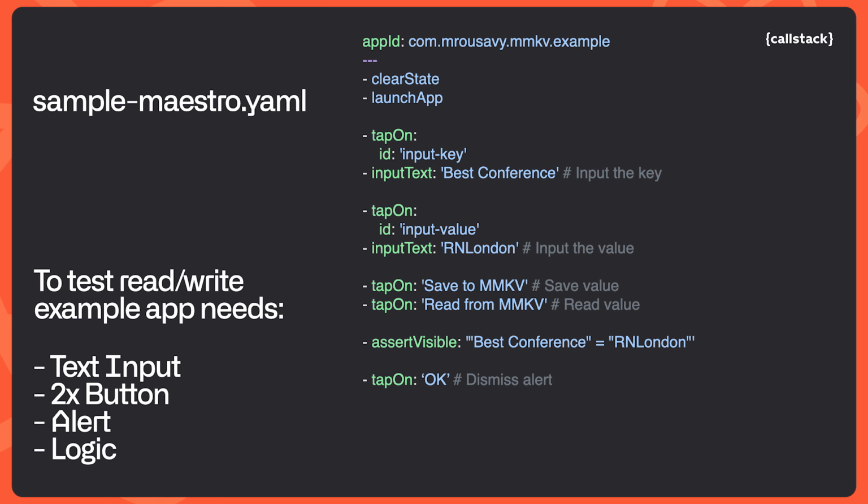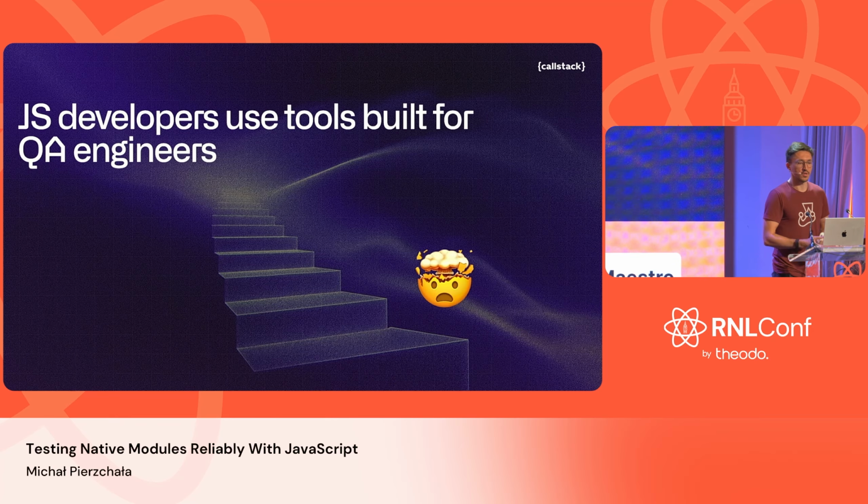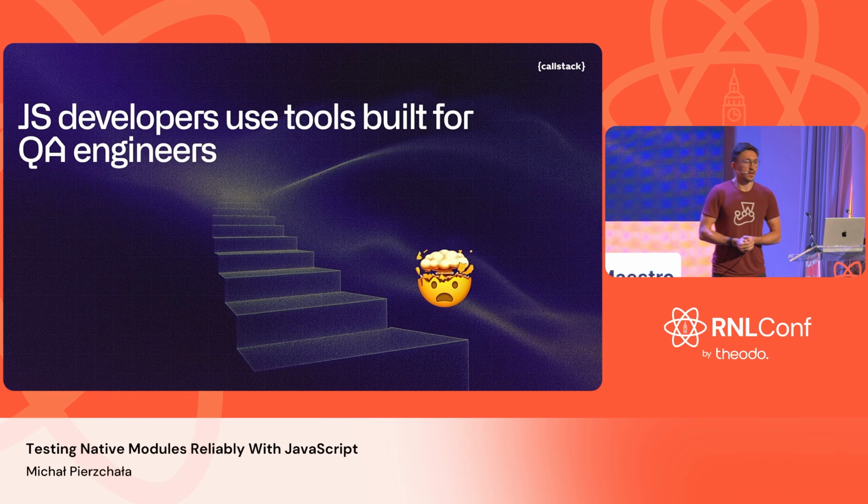And then we need to make sure that something happened on the screen and press OK, because we've shown this as an alert. So to do all of that, our example app needs to have a text input, 2 buttons, alert, and some logic to bind this all together. And of course, as a native React Native developer, you need to write it.